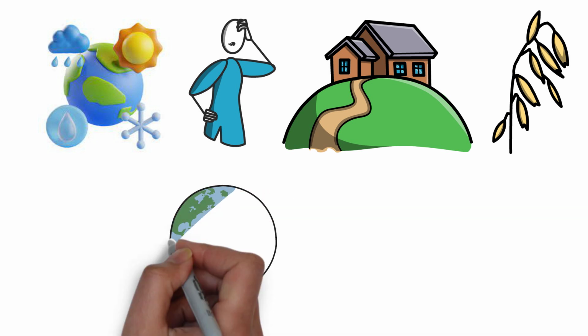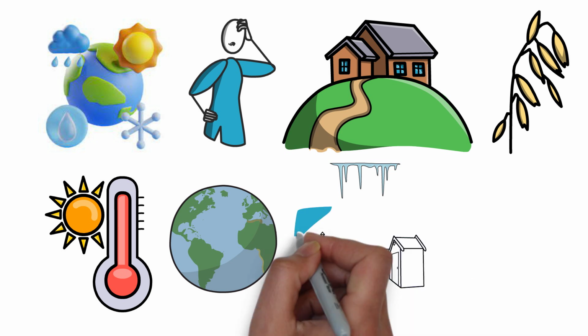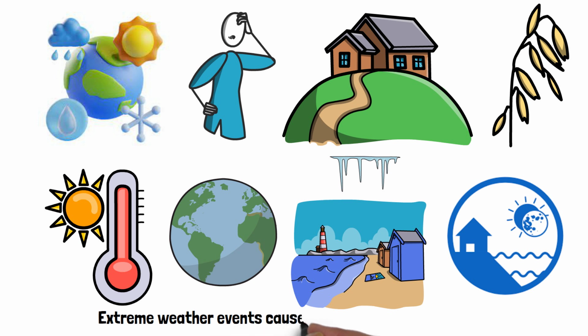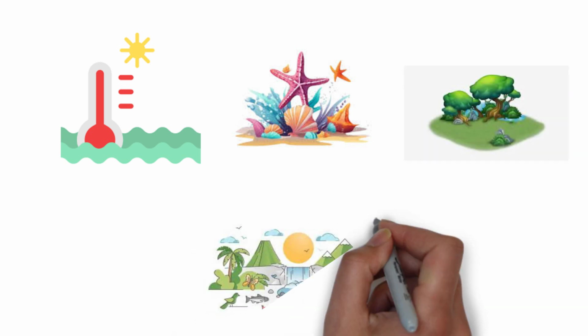Climate change affects our planet in many ways. Rising temperatures cause ice to melt and sea levels to rise, leading to coastal flooding. Extreme weather events cause damage and disrupt lives. Warmer, more acidic oceans harm marine life. Natural habitats are lost, disrupting ecosystems.